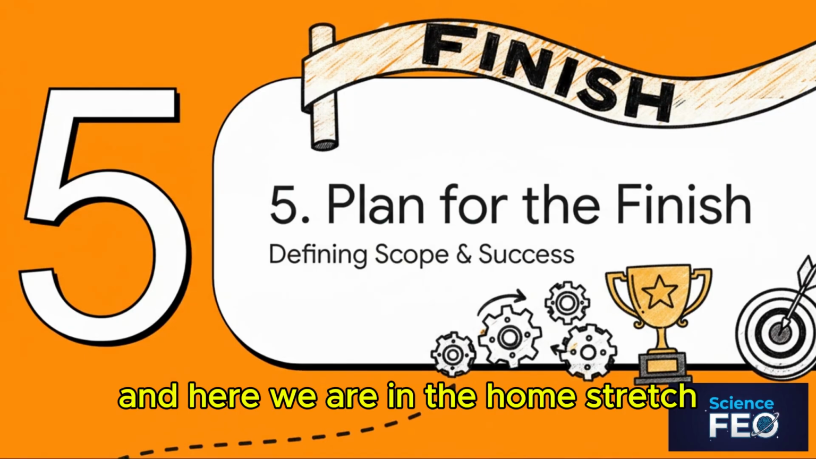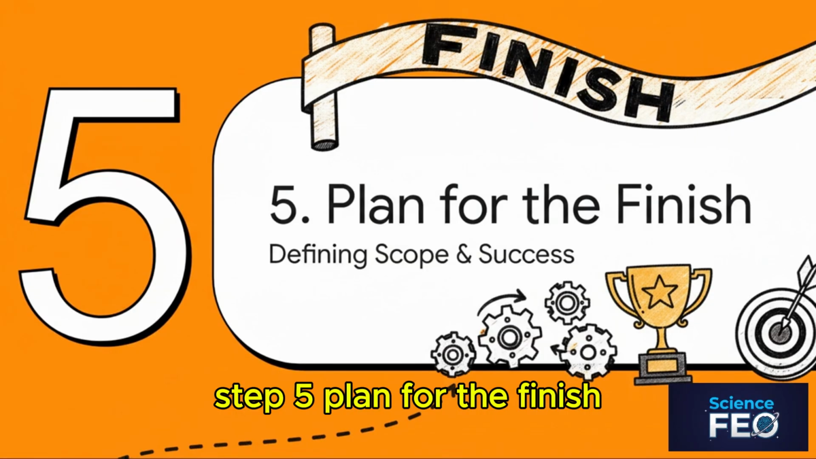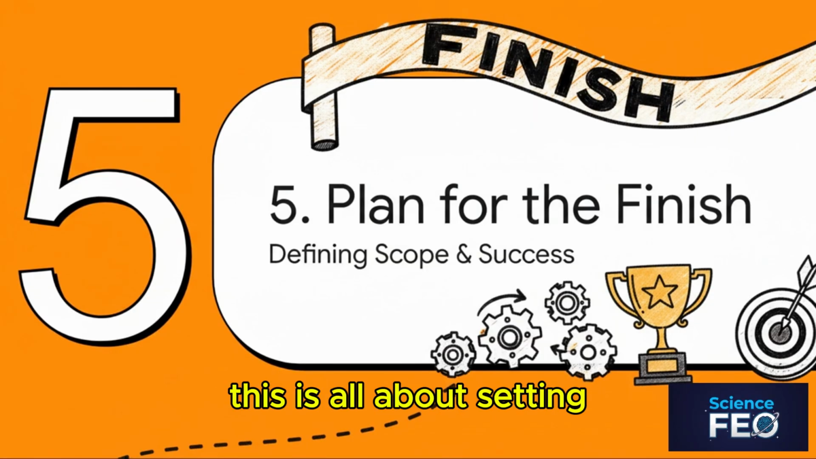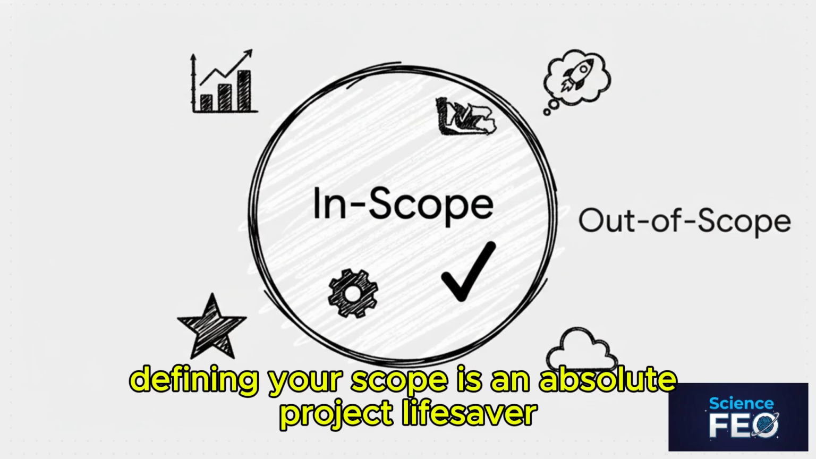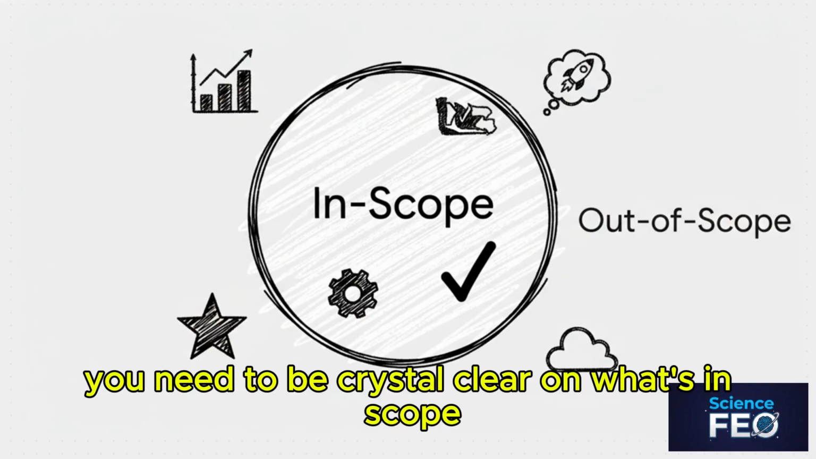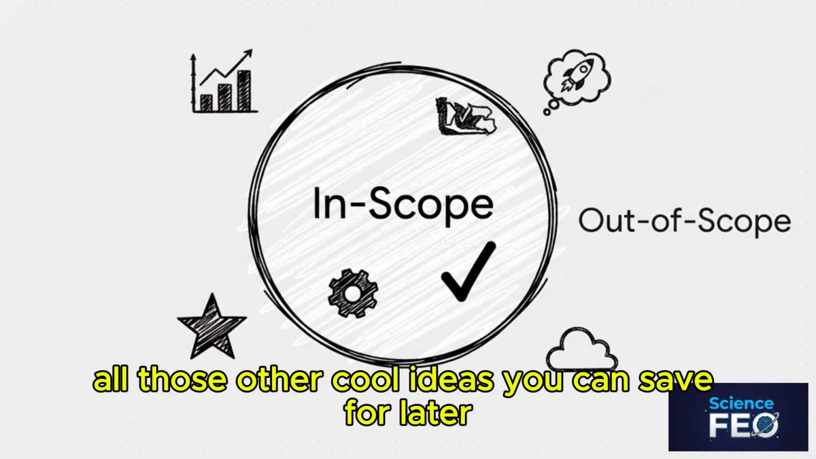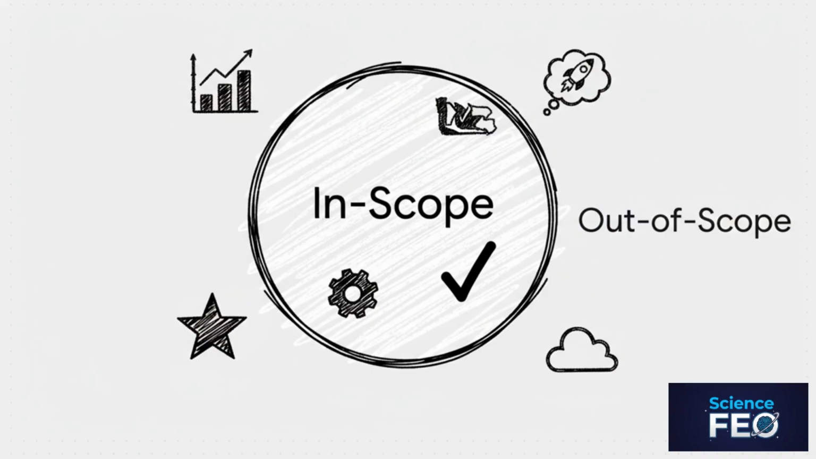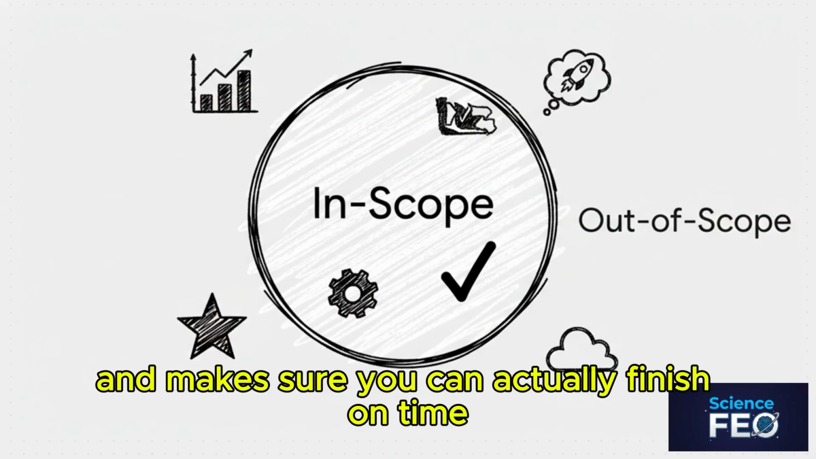And here we are, in the home stretch. Step 5. Plan for the finish. This is all about setting clear boundaries for your project and knowing exactly what success is going to look like. Defining your scope is an absolute project lifesaver. You need to be crystal clear on what's in scope, the exact features you promise to deliver, and what's out of scope. All those other cool ideas you can save for later. This is what stops that dreaded scope creep and makes sure you can actually finish on time.